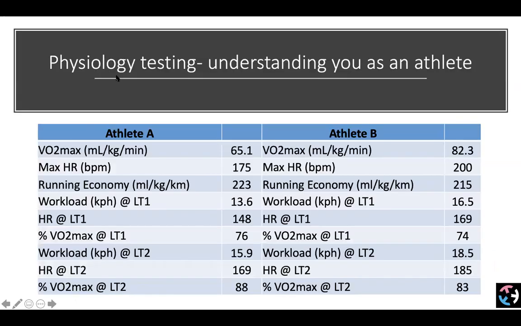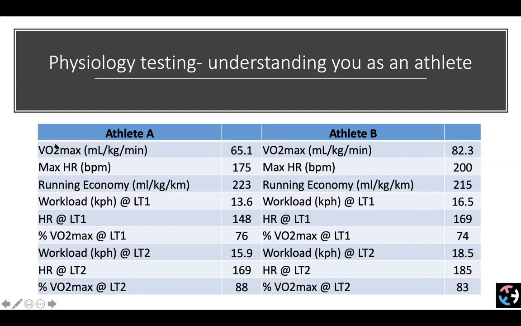So I just wanted to share some physiological testing data with you. These are two athletes' sets of data. They're relatively different. It shows their VO2 max. Both have pretty high levels. So 65 is a very good VO2 max. But if we look at athlete B, he has an exceptionally high VO2 max of 82.